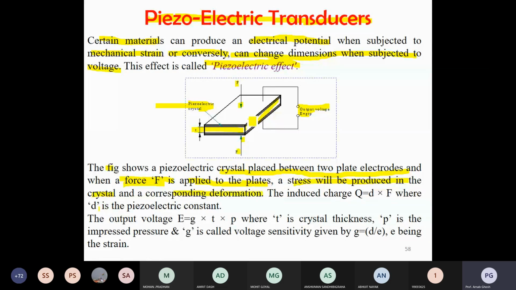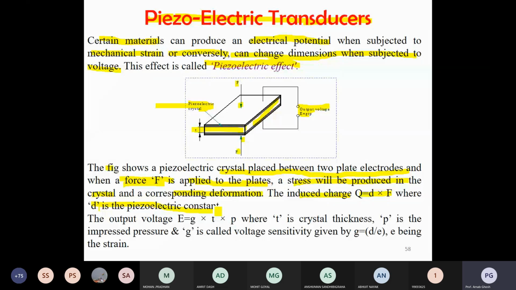Some force applied to the crystal may cause deformation of the dimensions of the crystal, and it tends to change those dimensions. That is the effect that produces an induced EMF appearing across the plates, an induced charge. So Q equals d times F, where d is the piezoelectric constant.